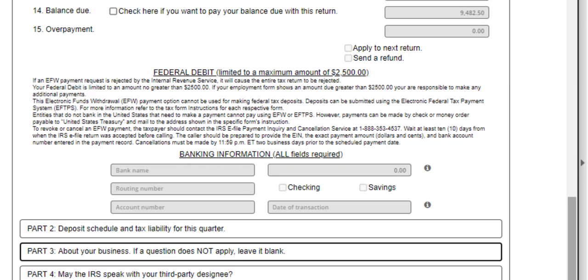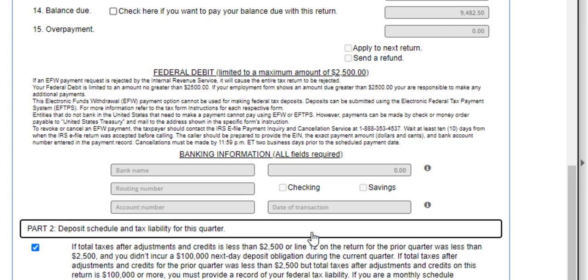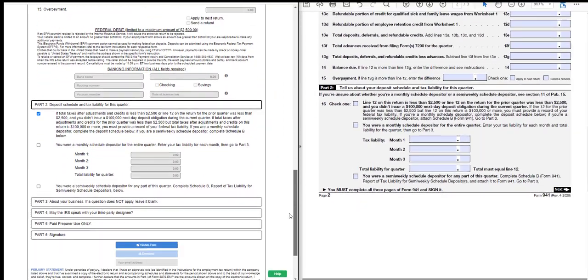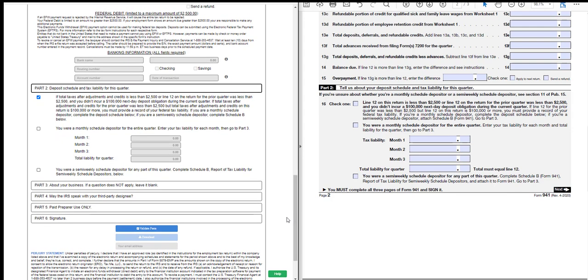Part 2, Line 16, Deposit Schedule. As mentioned, in addition to filing returns, the IRS also requires employers to deposit taxes, which must be done electronically by electronic funds transfer, unless the taxpayer qualifies for the de minimis exception previously mentioned. To report your deposits, the IRS provides 3 choices.